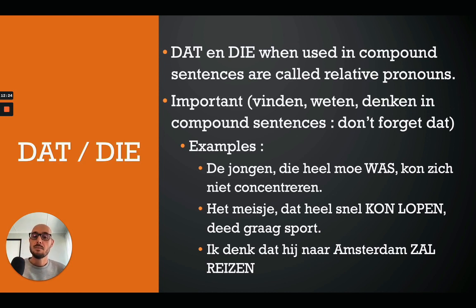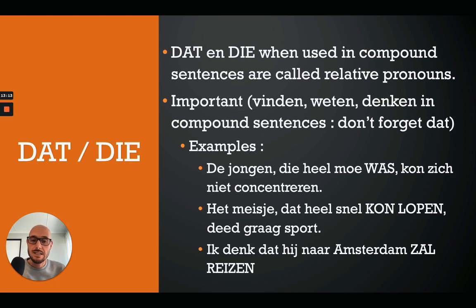Second one, het meisje dat heel snel kon lopen, deed graag sport. Het meisje, so why do we use dat now? Because het meisje is going with the article het. In the case of de jongen, the article was de, so that is why we use die as a reference word. So dat heel snel kon lopen is our subclause, so literally who very fast could run. Both kon and lopen are at the end of the subclause.